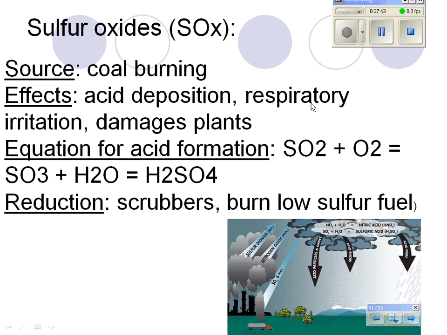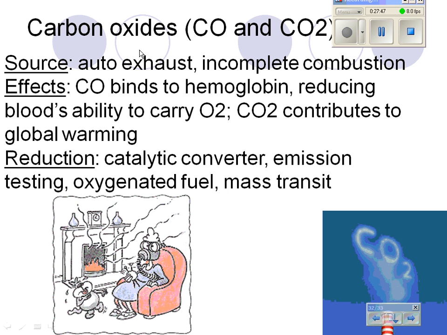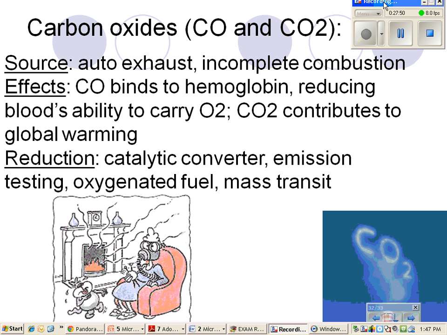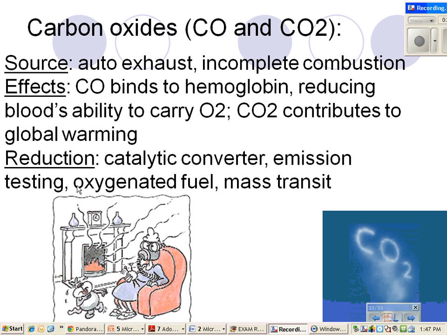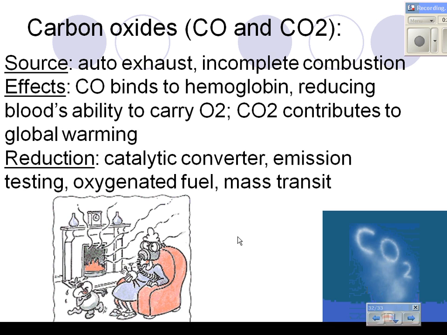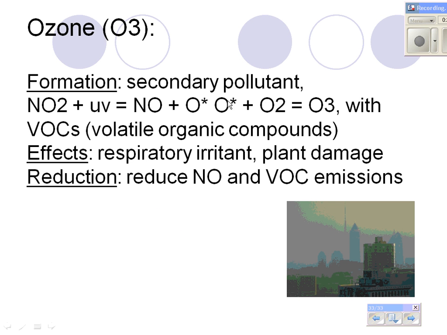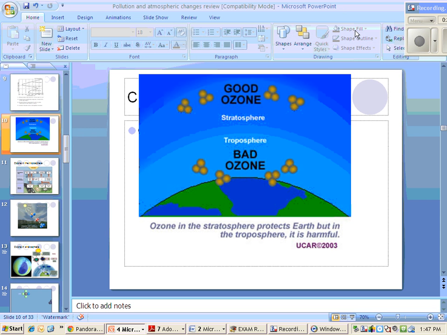Sulfur oxides, we said burning from coal, contribute to acid deposition. We can use scrubbers. Carbon oxides, we have carbon monoxide and carbon dioxide. Here you have some health effects and what we can do to reduce that. Ozone, here's your formation, again a respiratory irritant, and we can reduce our nitrogen oxides and volatile organic compounds.